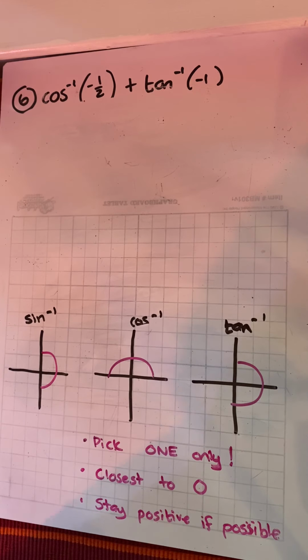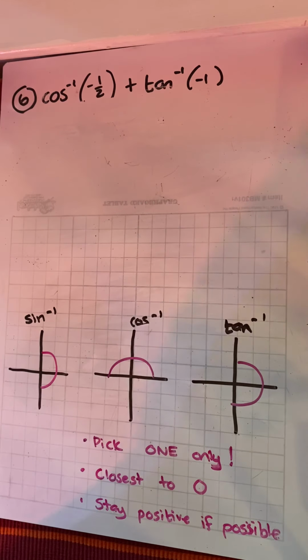There are some guidelines that you're going to use to pick your inverse, and mathematicians had to agree on this so that we're all picking the same one, because if we all pick different ones, it's not going to go so well. So the key is you're going to pick the one that's closest to 0, and you're going to stay positive if possible. We'll talk about that more specifically now as we look at these.